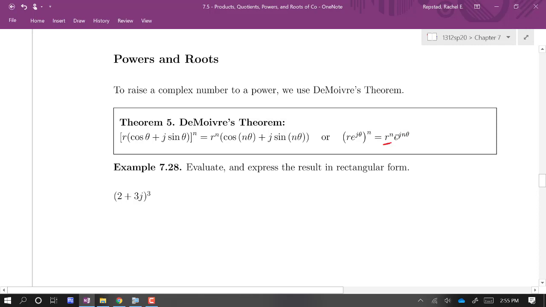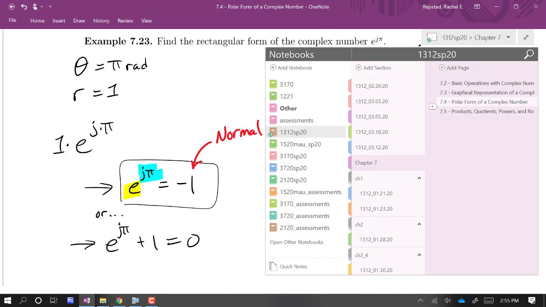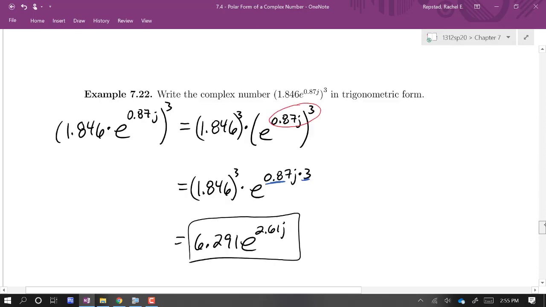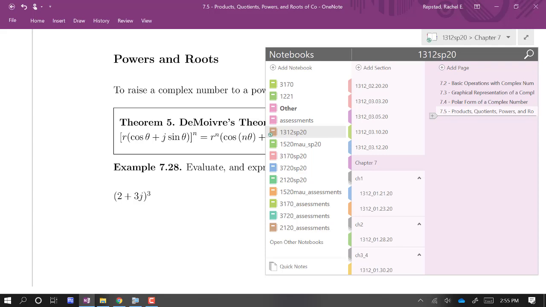It's kind of simple-ish to see why that's true when you use the exponential form, right? We're just using our properties of exponents. And in fact, we actually kind of saw this near the end of the last section. We did this problem where we were raising a number to the third power, and we just used our rules of exponents. So as it turns out, we just raised r to the third power and multiplied the angle by 3. And that's what De Moivre's theorem says that we can always do.